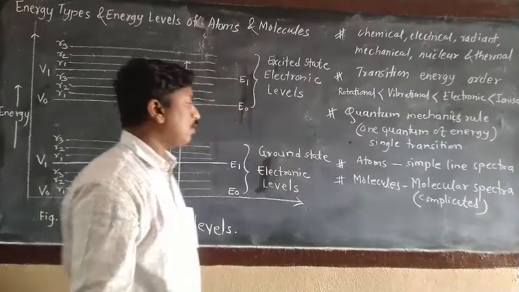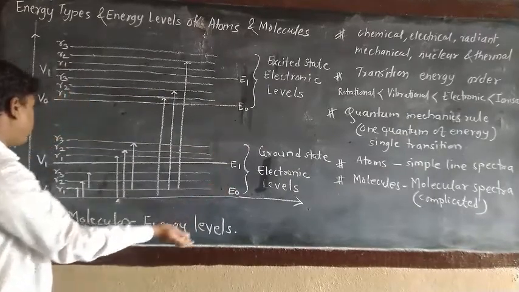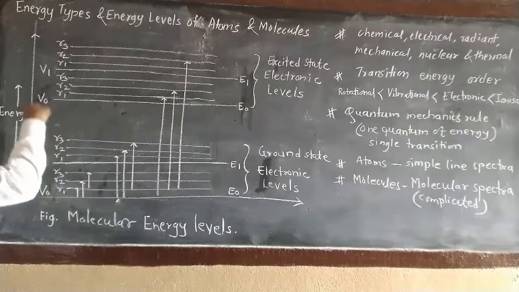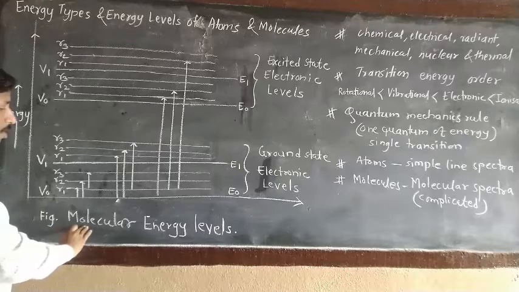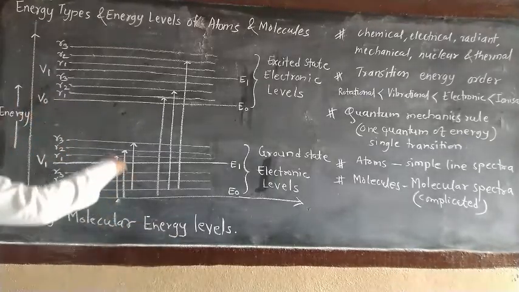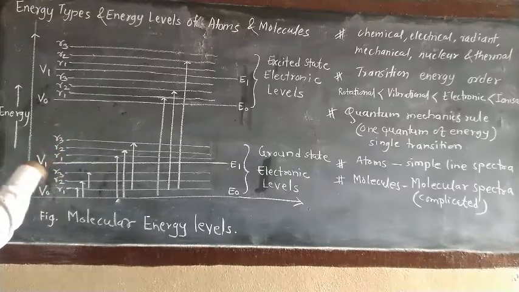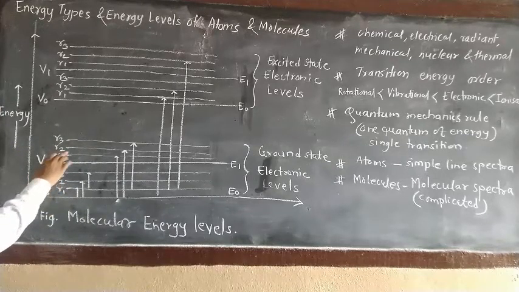Okay, so each electronic level is associated with a number of vibrational levels: V0, V1, V2, V3, V4 and so on. So if you see carefully the diagram of molecular energy levels, each electronic level is associated with a number of vibrational levels V0, V1, V2, V3 etc. and each vibrational level is associated with rotational levels R1, R2, R3 and so on.